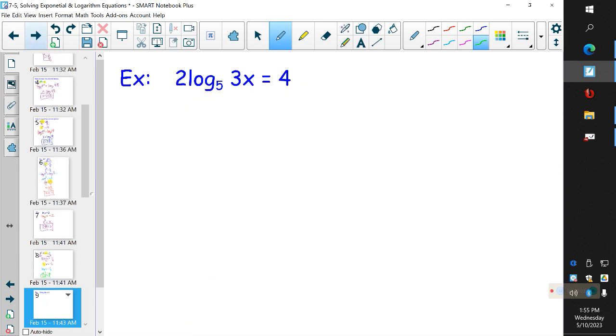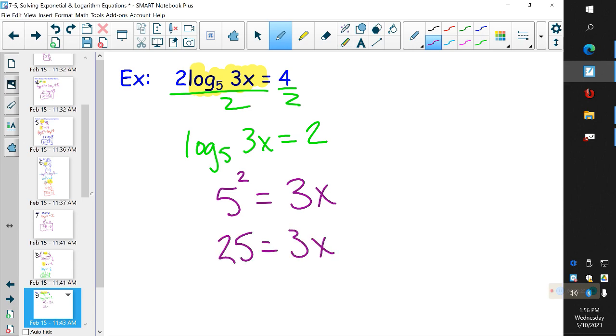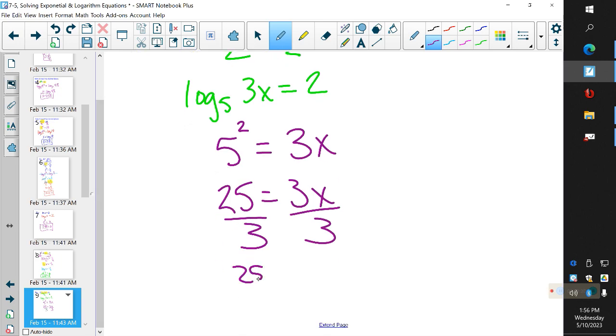Last one, same exact thing. We're going to isolate the logarithm. So if I'm isolating the logarithm, I'm simply going to divide by 2. Log base 5 of 3x is equal to 2. Then I'm going to write this thing as an exponential function. My base is 5, my power is 2, and that is equal to 3x. What is 5 squared? It is 25. How do I solve for x? Divide by 3, and I'm going to get 25 over 3 is equal to x.